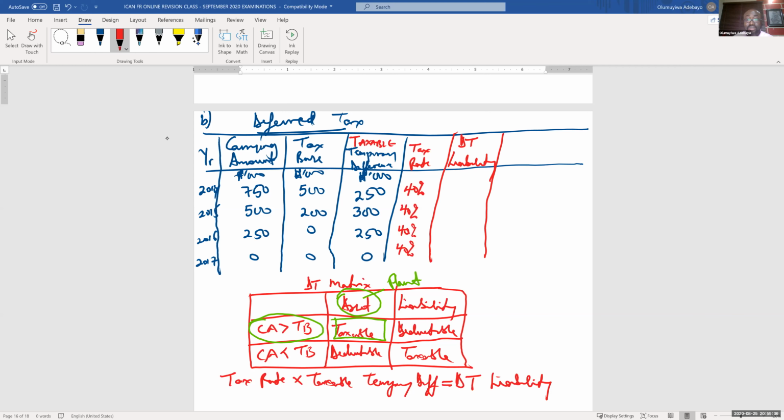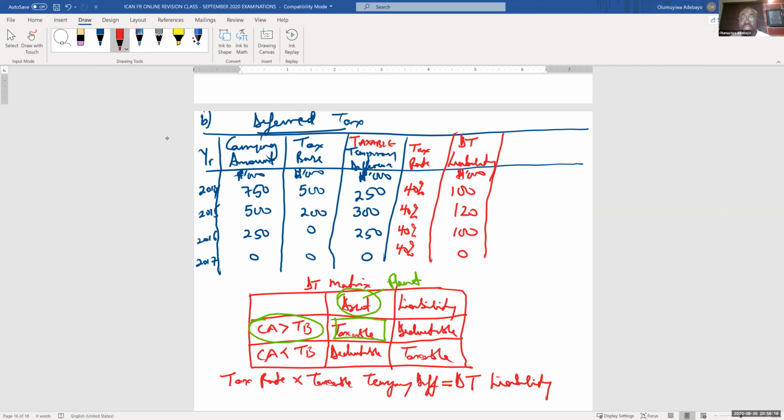Okay, which then means that my deferred tax liability for each of the year as at the reporting date is 40% of 250, which should give me 100 for year 1, 120 for year 2, 100 for year 3, and 0 for year 4. Which means our deferred tax liability as at end of 2014 is 100,000 naira. End of 2015 is 120,000 naira. End of 2016 is 100,000 naira. And end of 2017 is 0.